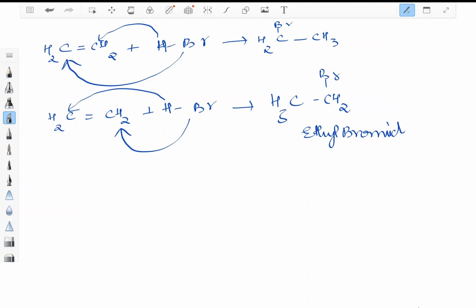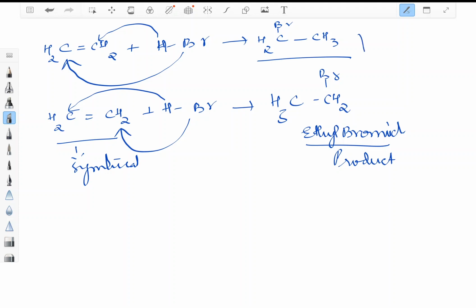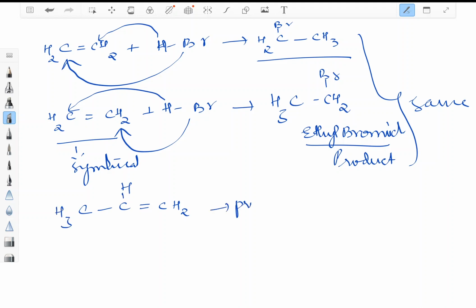So when your alkene is symmetrical, as in this, the products we are going to get are identical. We are going to get the same product. The products are the same. But if the alkene is unsymmetrical, as in this, the products will not be identical.